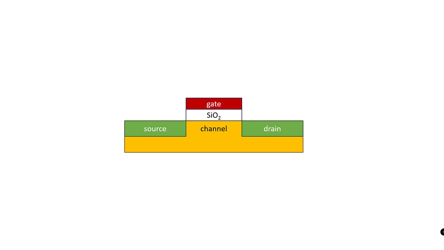Now keep in mind that we use the term gate both for this structure in a MOSFET and also for logic gates, but those are 2 different types of gates. When we turn on the transistor, current can flow between the source and the drain of the transistor.